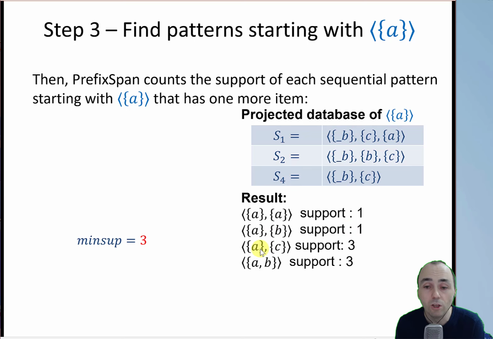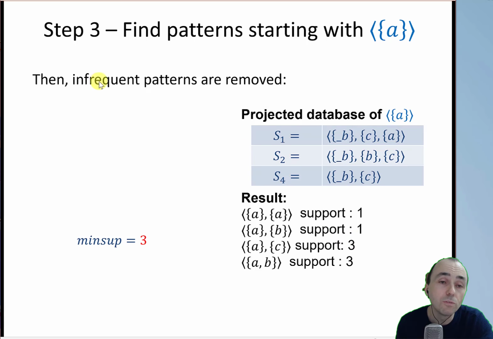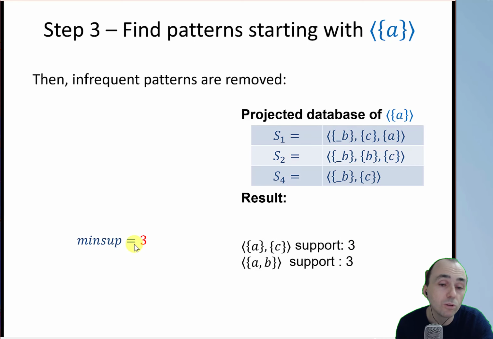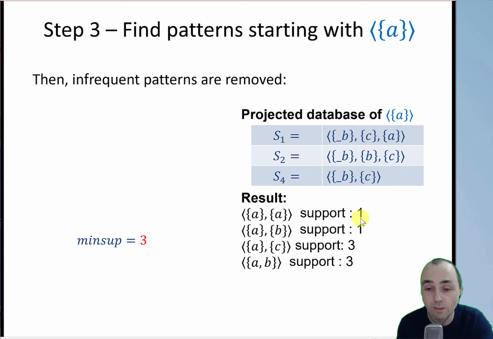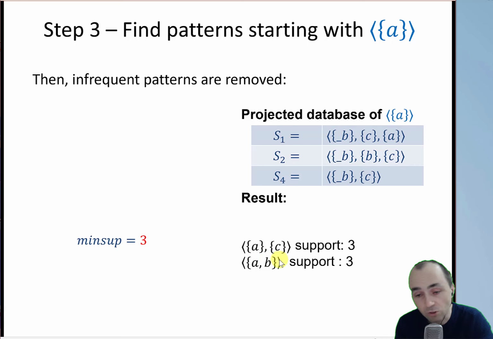And also, we have A followed by C. So A followed by C three times. So these are the patterns we find in this projected database. We read the database once to find this. Now PrefixSpan will remove the infrequent patterns. Don't forget, we want to find the patterns with support at least three. Here we had two patterns with support of one, so we can remove them. So these are the patterns that start with A.